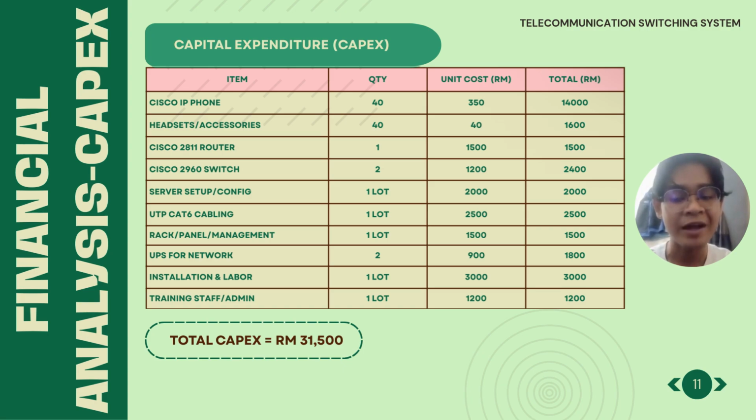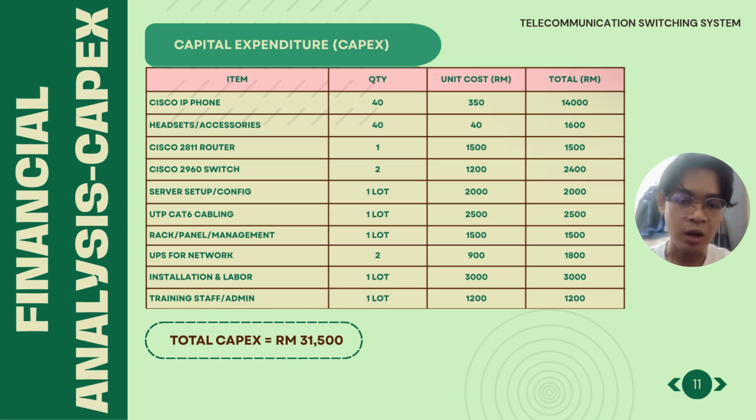Finally, 3,000 ringgit is allocated for installation and labor, while 1,200 ringgit is provided for staff training so that users and administrators can operate the system effectively. Overall, the CapEx investment ensures the system is fully installed, reliable and ready for long-term operation.